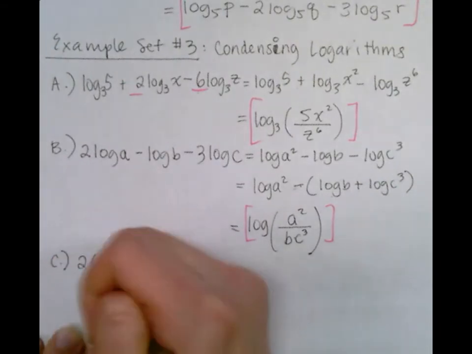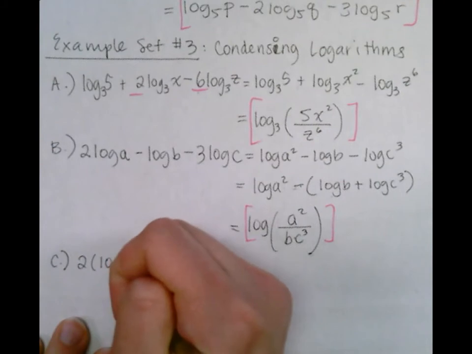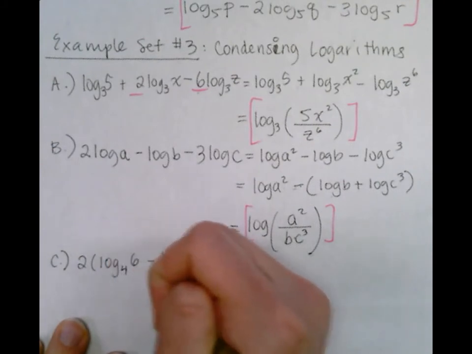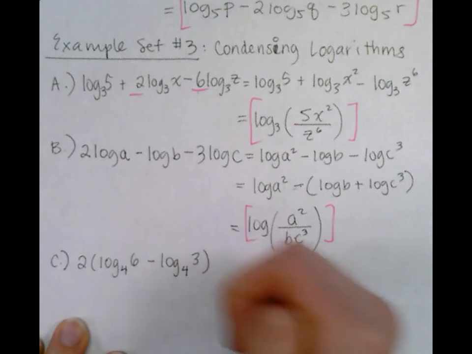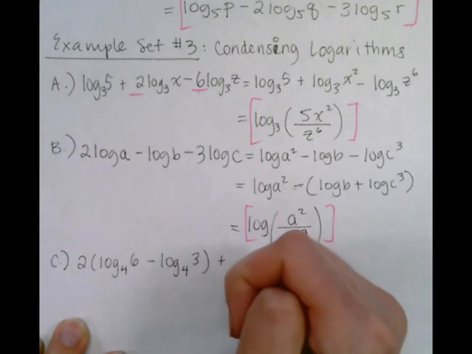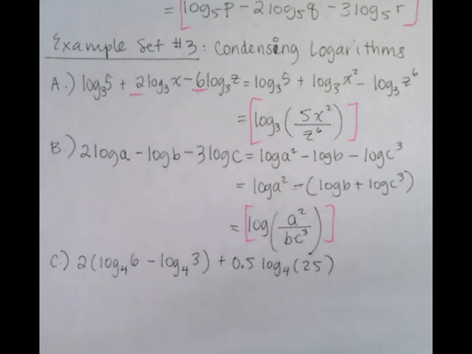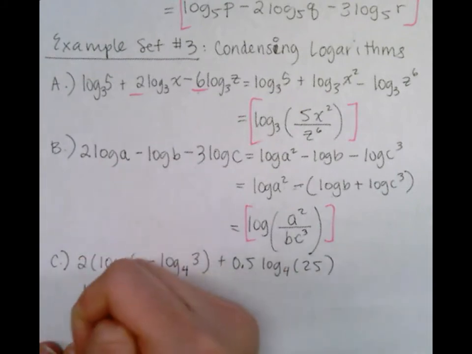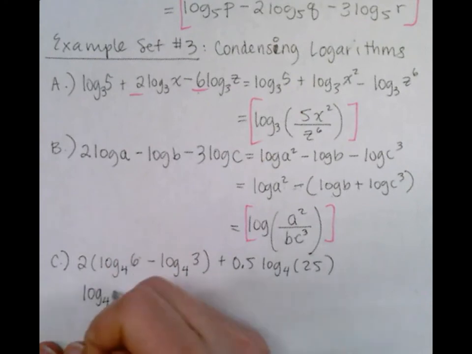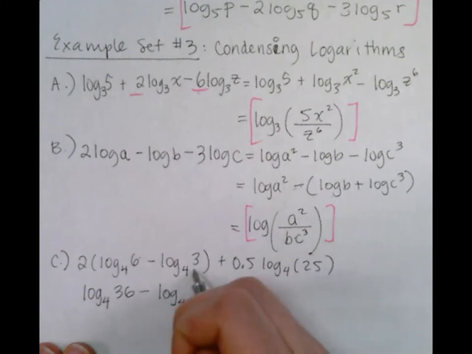We have 2 times the quantity log base 4 of 6 minus log base 4 of 3 plus 0.5 log base 4 of 25. So this looks kind of crazy. I'm going to deal with this 2. I'm always going to deal with the numbers out front first. So that 2 means it would become an exponent of 2 and get distributed into both things here. So that would look like log base 4 of 6 squared, which is 36, minus log base 4 of 3 squared, which is 9.